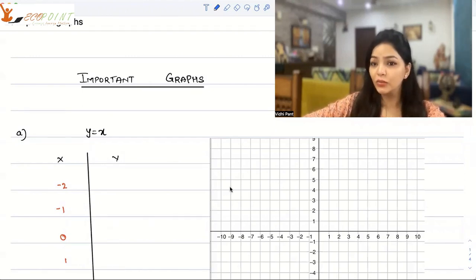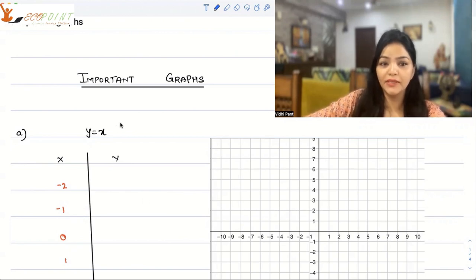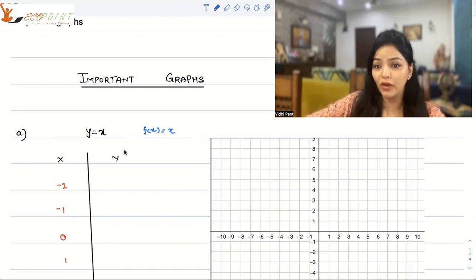In this lecture, we will try to graph some important functions. We will try to see what the shape of any particular function that we take up turns out to be on the graph. So let's start with the first function, which I'm taking as y equals x. That means I am basically taking f(x) equals x. Now, what will the shape of this graph look like?